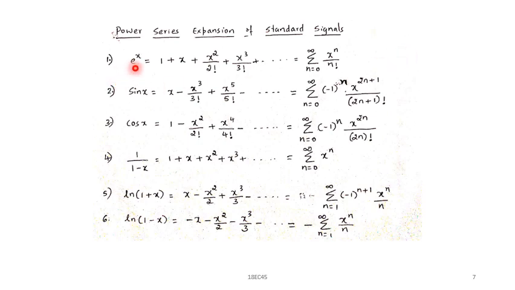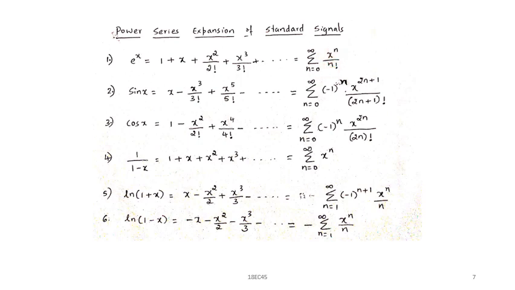We consider e to the power x. So e to the power x is given by 1 plus x plus x square divided by 2 factorial plus x cube by 3 factorial plus so on. This can be written in terms of summation, n from 0 to infinity, x to the power n divided by n factorial, as you already studied in your mathematics.